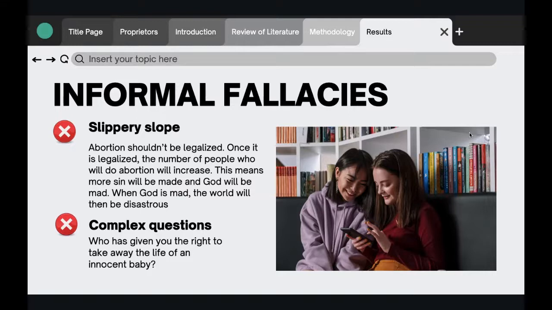And lastly, complex question. Who has given you the right to take away the life of an innocent baby? This question will cause some controversial presupposition to be made. So people will assume that abortion gives you the right to take away the life of an innocent baby, when that is not actually what it means.